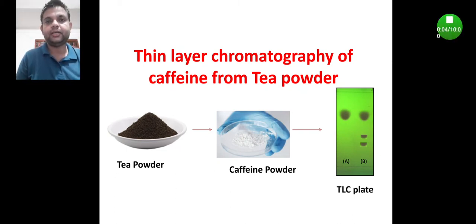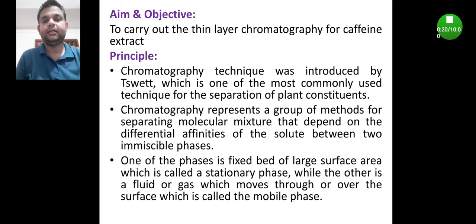Today we are going to perform a new set of experiment. That one is thin layer chromatography of caffeine from tea powder. Let us see how we are going to perform that. The aim and objectives of this experiment is to carry out the thin layer chromatography of caffeine extract from tea powder.